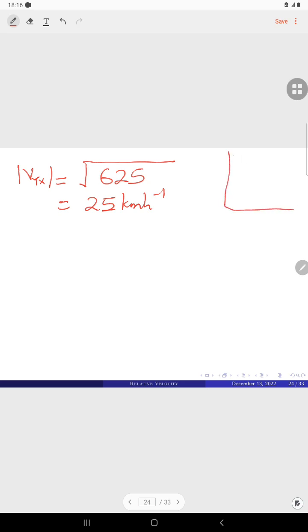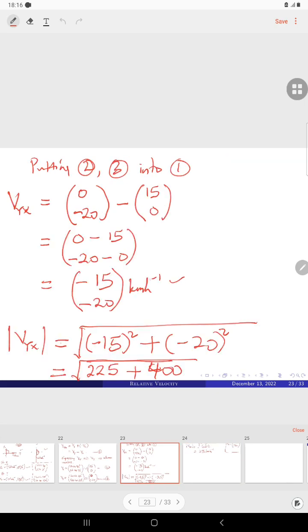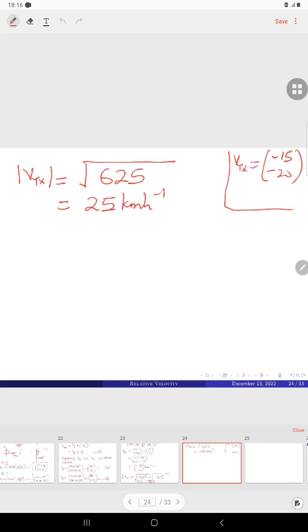So the magnitude of Vyx: 225 plus 400 gives us 625, and this gives us 25 kilometers per hour. Now, how do we find the direction? Don't forget the column vector. What did we get? We had -15, -20, right? Yes, that is the column vector. So we are going to use this column vector to find the direction.